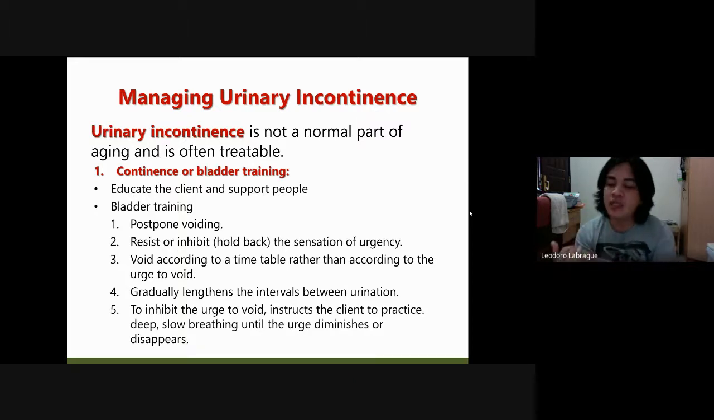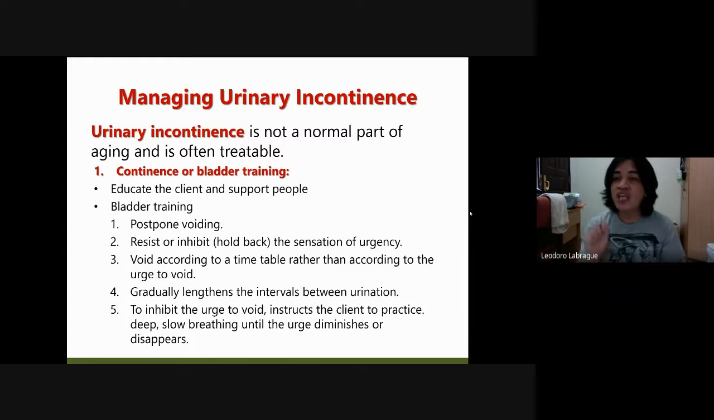So the first is, if the patient senses that he wants to urinate, instruct your patients to hold back. I want you to hold, I want you to control, I want you to resist. Number 2, void according to a timetable rather than according to the urge. Once the patients feel the urge to void, what you can do is try to stop the patient. We have a schedule here.